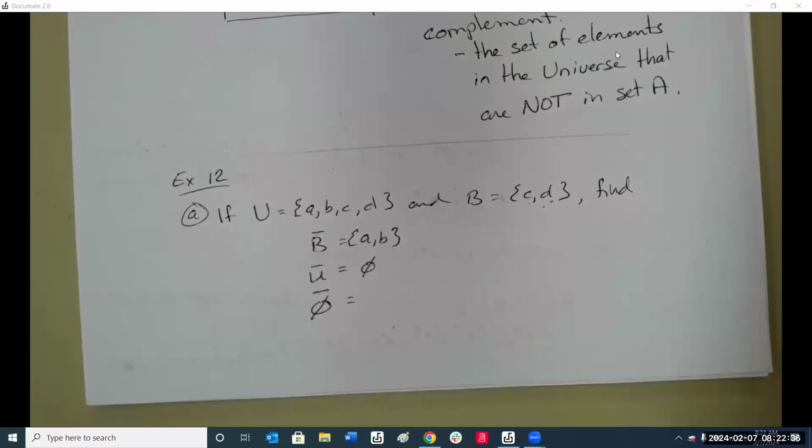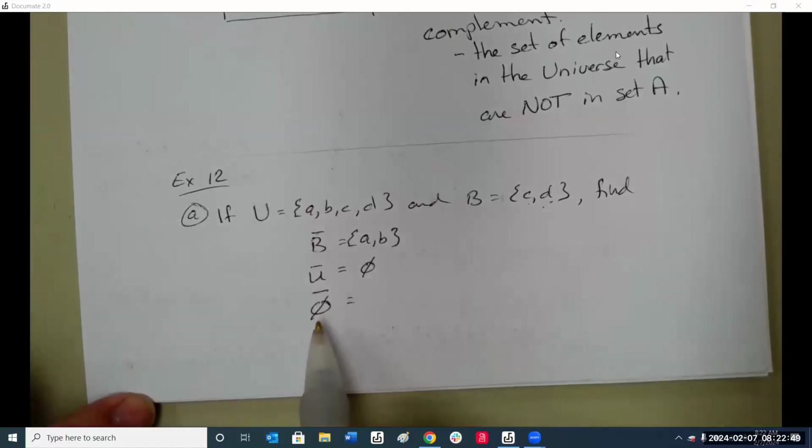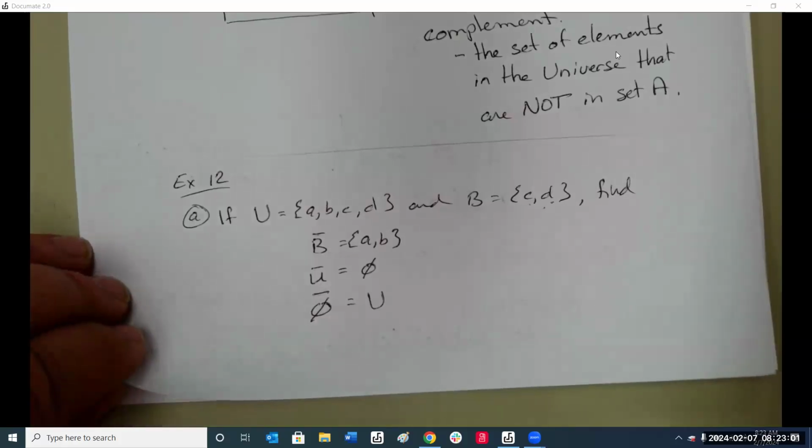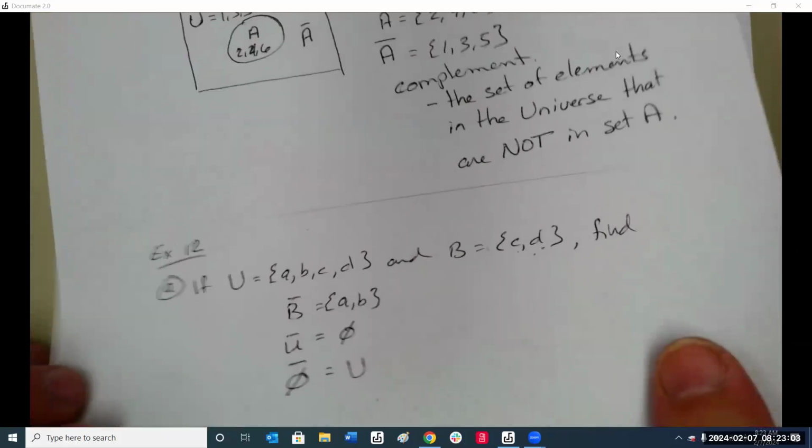The empty set is the complement to any set in the universe, I should say. So what is the complement of an empty set? Very good. The universe. Again, these are on your worksheets.